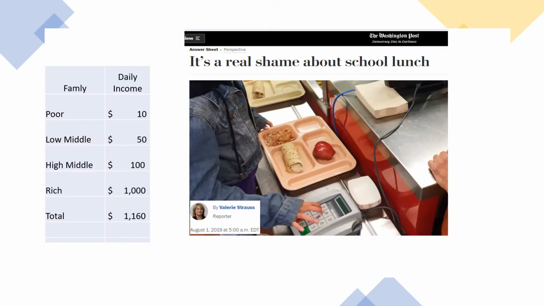Suppose there are four families with different levels of income. A poor family earns $10 a day, a low middle income family earns $50 a day, a high middle income family earns $100 a day, and a rich family earns $1,000 a day. Each family has one child who eats lunch at school. The cost of the lunch is $4.